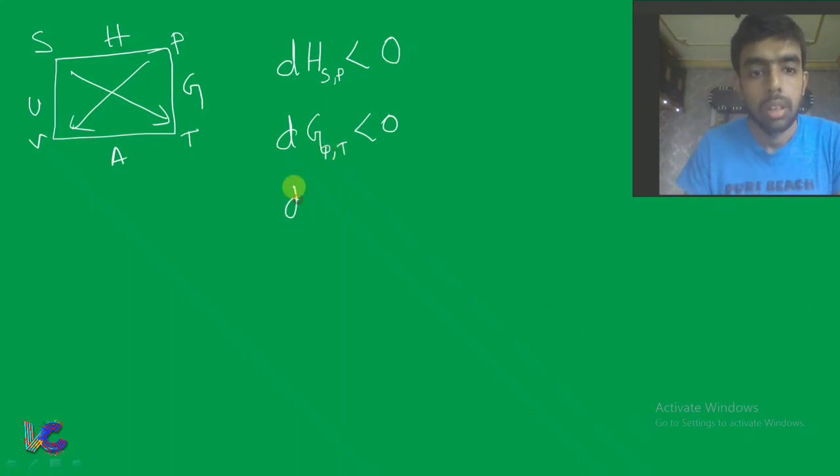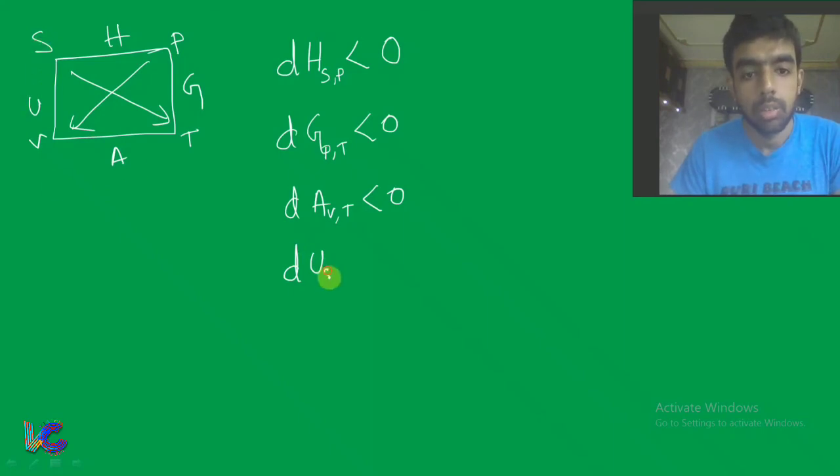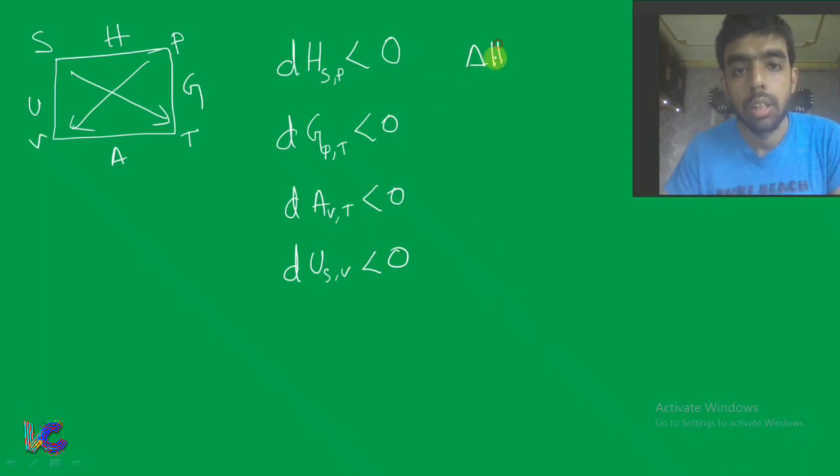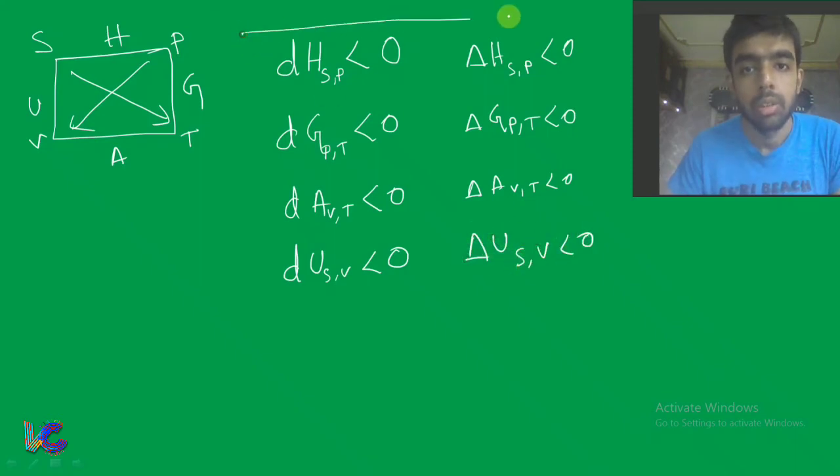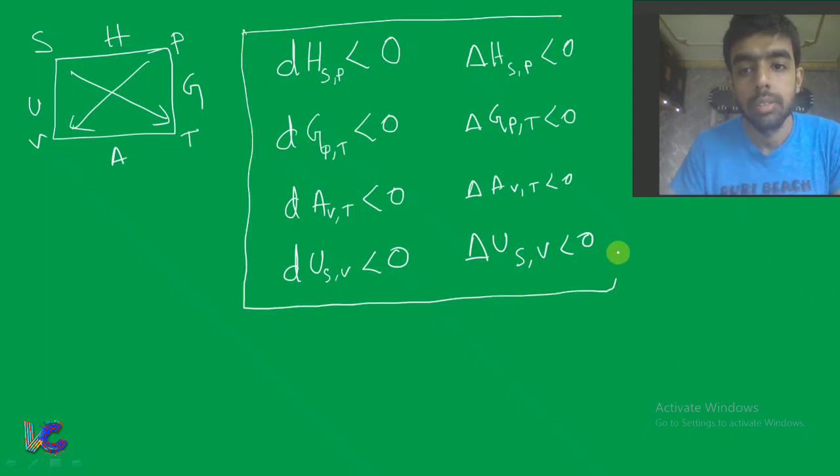Fine. Let's take dA less than 0. Now A is in between which two variables? V and T. And the last one is dU, which means U is in between S and V. So dU at constant S and V is less than 0, or you can write dH at constant S and P is less than 0, dG at constant P and T is less than 0, delta A at constant V and T is less than 0, and delta U at constant S and V is less than 0. So these four are the conditions of spontaneity.